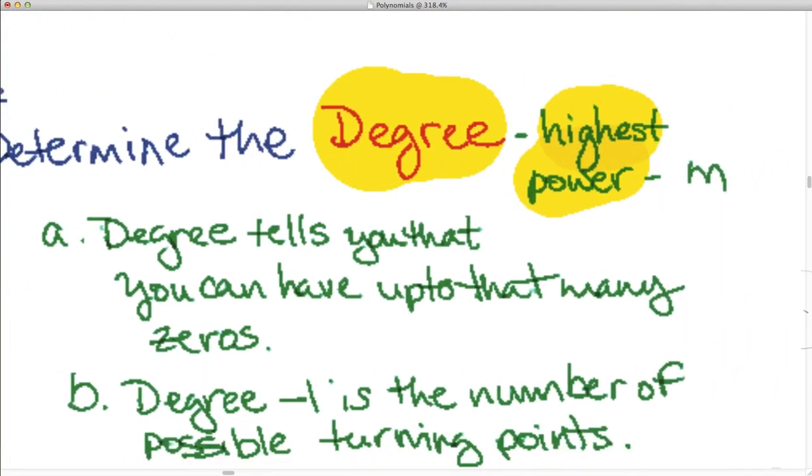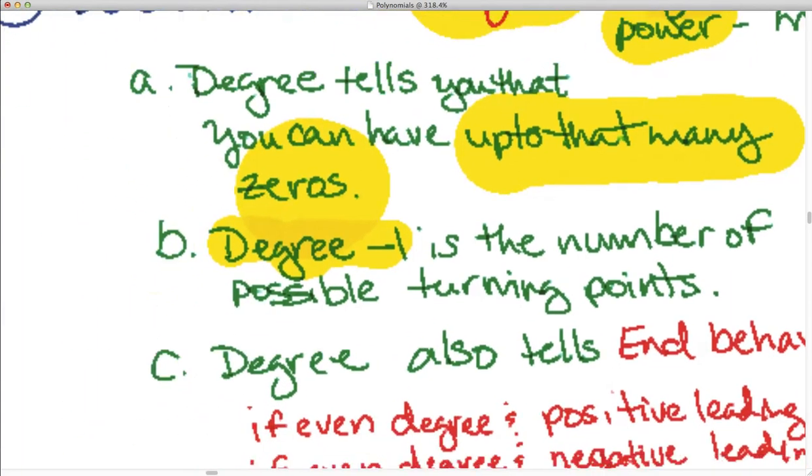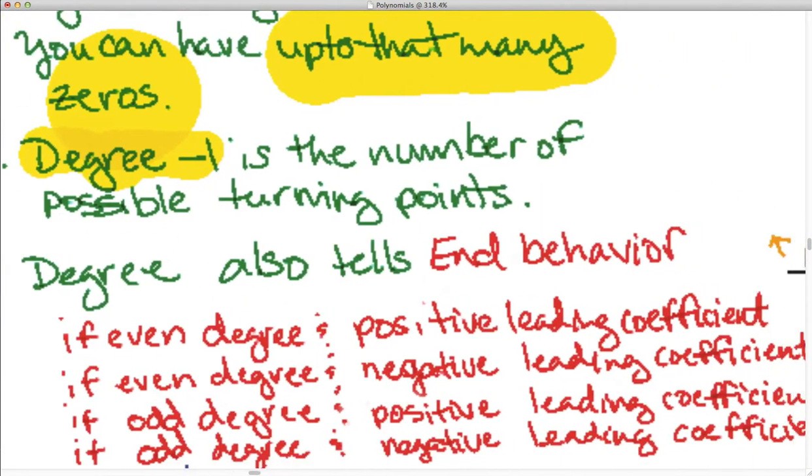And what can it tell you? Well, the degree can tell you that you can have up to that many zeros. And then the degree minus 1 can tell you that you have up to that many turning points. Okay. Also, we can learn the end behavior.